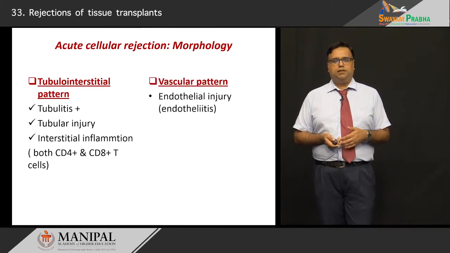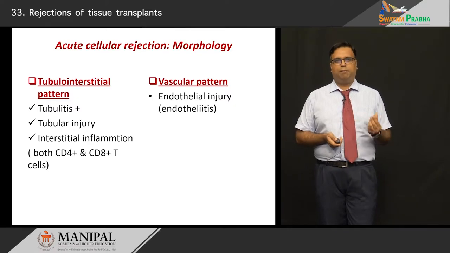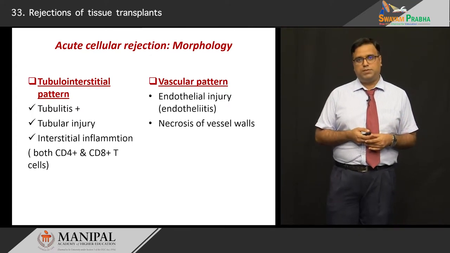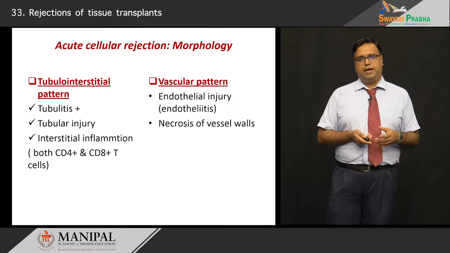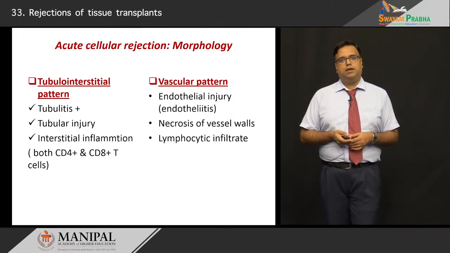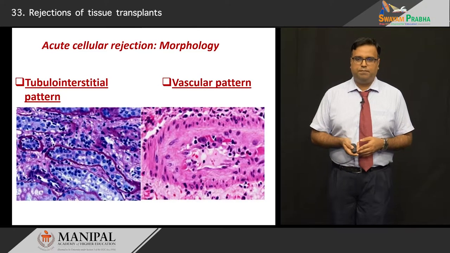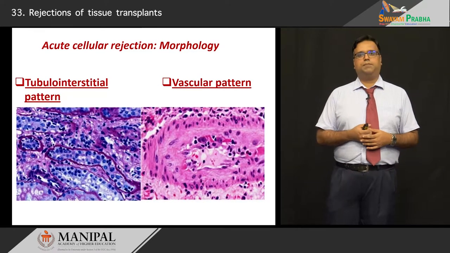The vascular pattern predominantly is endothelitis, with very plump endothelial cells and opening up of the junction between the endothelium. It results in necrosis of the vessel walls, one particular necrosis as you see encasing the walls of the vessels. A lymphocytic infiltrate is impinging somewhere in between the endothelium, which is seen here on the schematic representation.